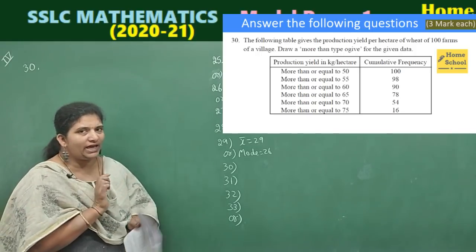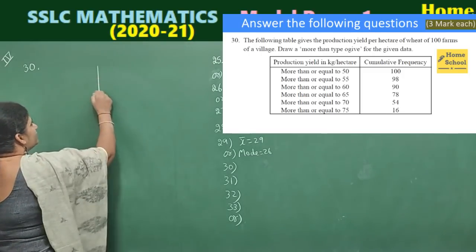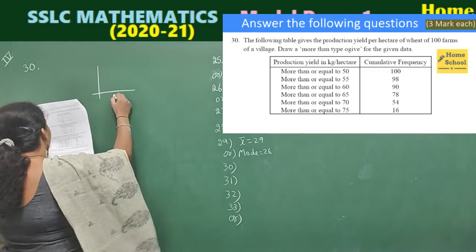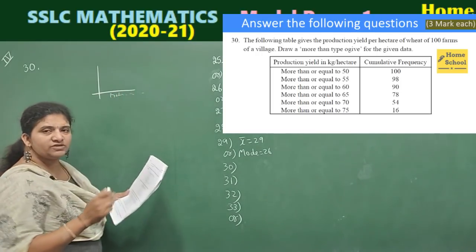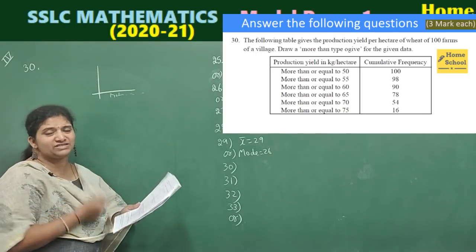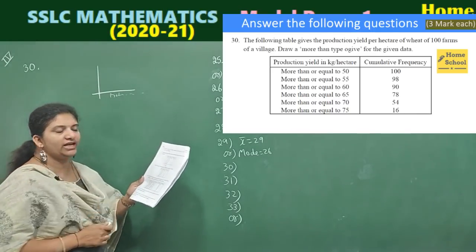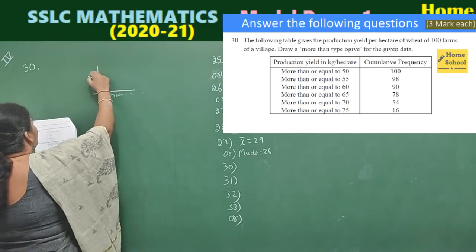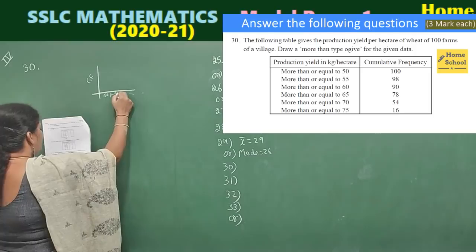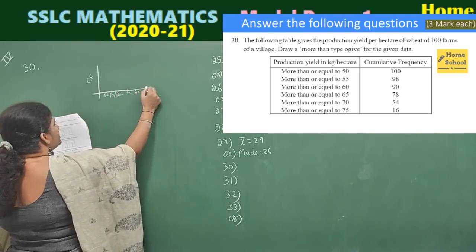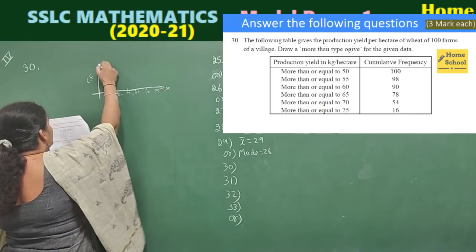So we have no need of doing anything. Directly take these two columns and draw the ogive. Like this, you take a scale on the x-axis. You can write production yield in kg per hectare. Suppose if they have given class intervals, you can write their lower limit. Now write down as it is production yield in kg per hectare, and here cumulative frequency. Go with the coordinates. Here you take 50, 55, 60, 65, 70, 75. Okay, take a proper scale on the x-axis, and here the y-axis.